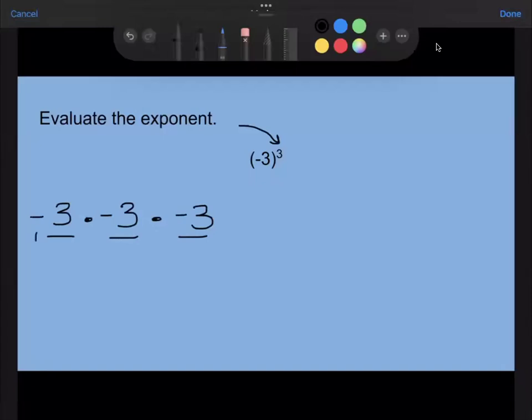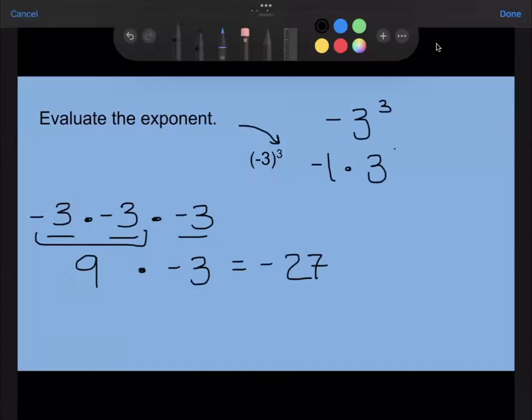So -3 times -3 is +9. Then we would need to multiply it by -3 to finish it, which is -27. So that's what we would get when we evaluate this. Now, if it was -3 to the third power without parentheses, that would be like -1 times 3 to the third power, which means -1 times 27, which gives us -27. So as you can see, again, where the parentheses are, or if there even are parentheses, is very important to how we evaluate it.